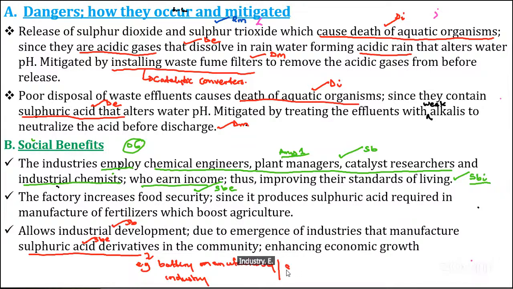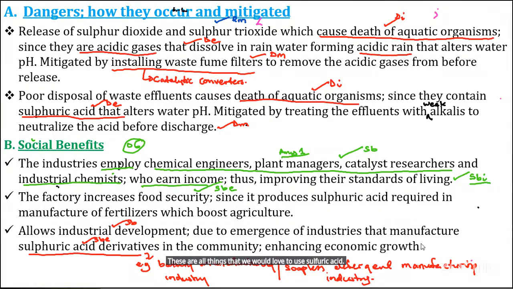e.g., the soapless detergent manufacturing industry. These are all things that we would love to use sulfuric acid. Then this one will impact people by improving their economic growth. So basically, that's how we shall have sulfuric acid manufactured, and that's how we discuss the contact process generally.